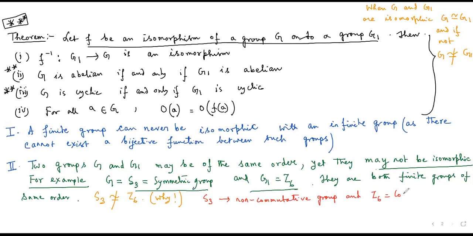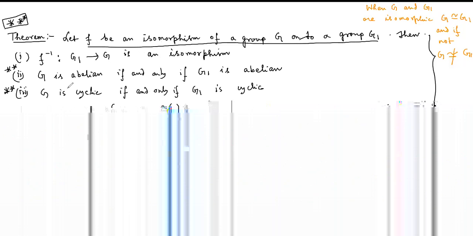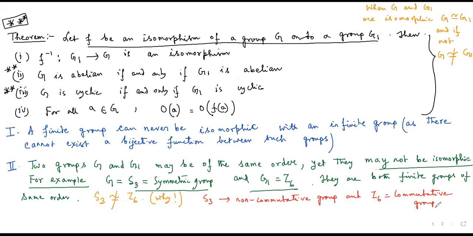And Z6 is a commutative group. So an isomorphism cannot be constructed between them because of theorem 2: if there is an isomorphism and one group is abelian, then the other must be abelian. But here, although they have the same order, one is a non-commutative group and the other is a commutative group. So just having the same order will not define the isomorphism between them. This is point number 2.